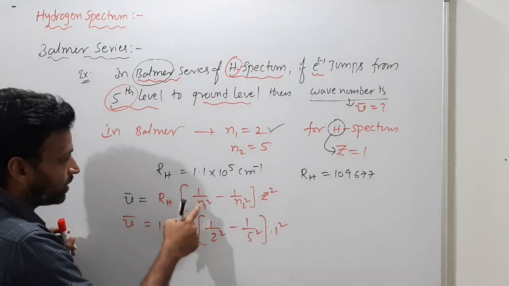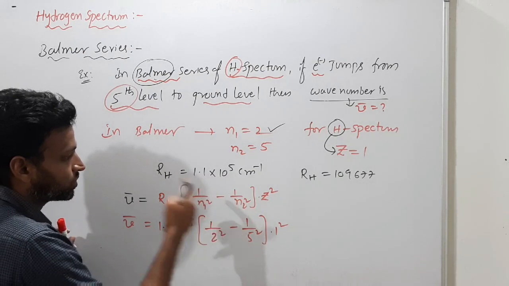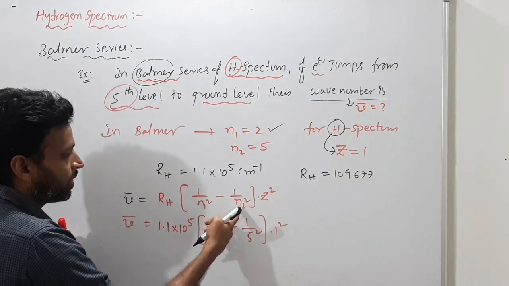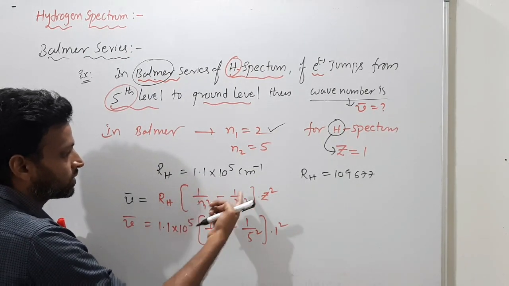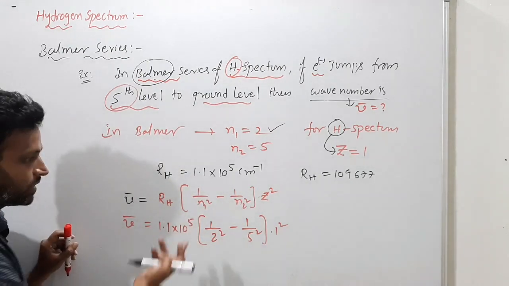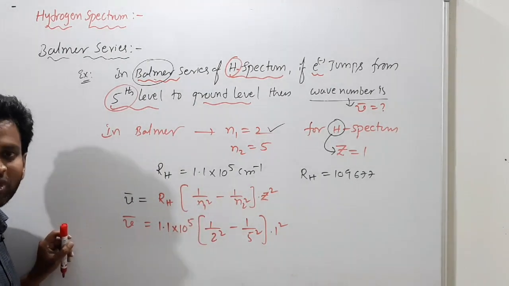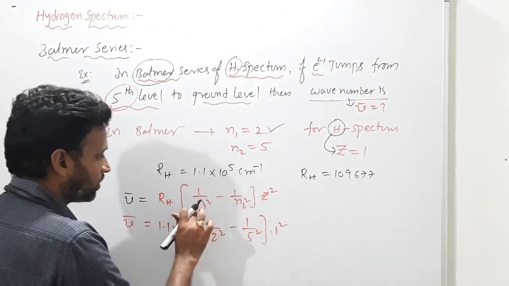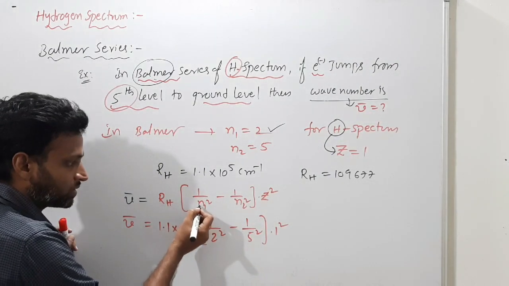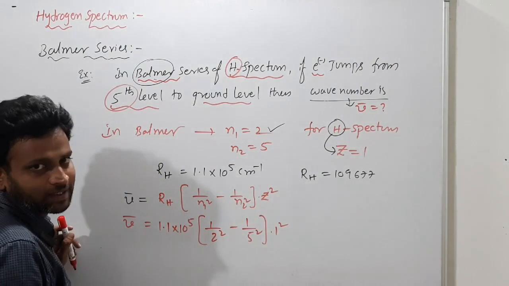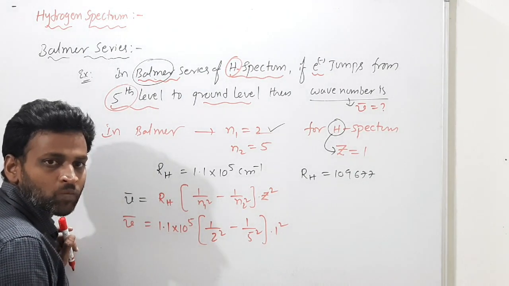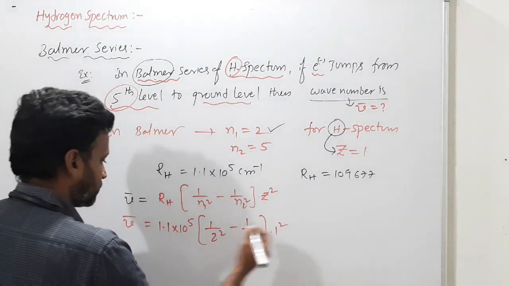Sir, here I substituted 1 by 5 square and 1 by 2 square. So 2 square means 4, 4 minus 25, oh my god, 5 square, a negative answer will come. Wave number is positive, so you won't get confused. n1 is the lower energy level, n2 is the higher energy level. Got it? So our simplification is over now.